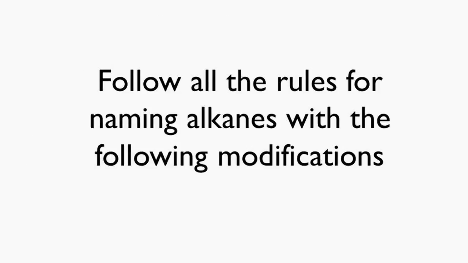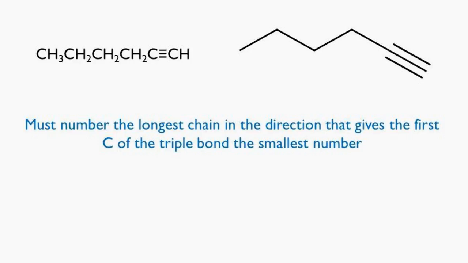Let's proceed to naming alkynes. Follow all the rules for naming alkenes with the following modifications. Rule number 1. Must number the longest chain in the direction that gives the first carbon of the triple bond the smallest number.